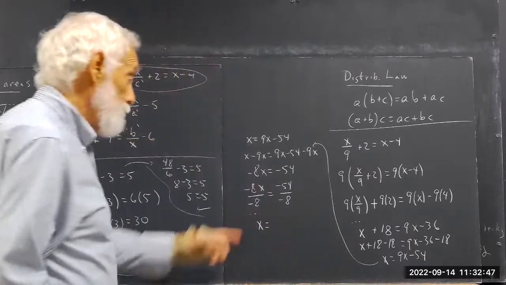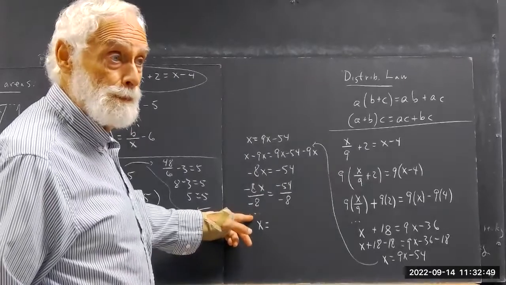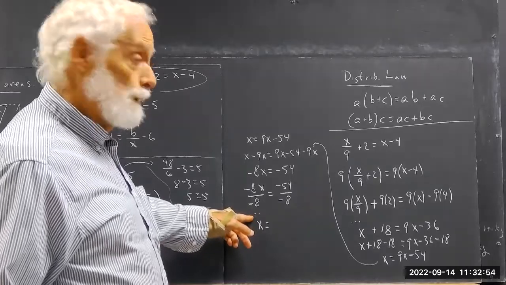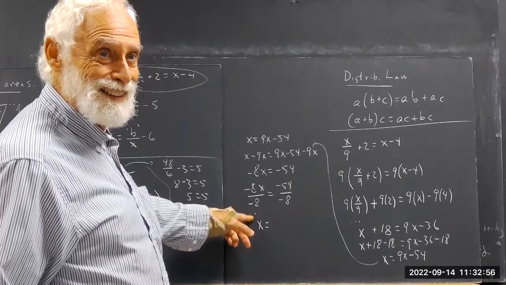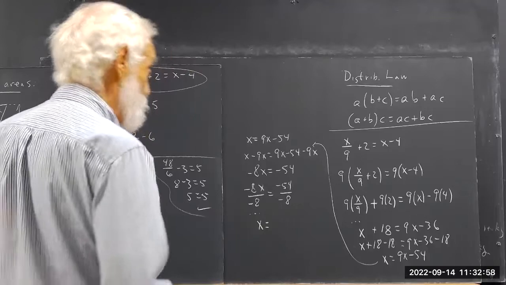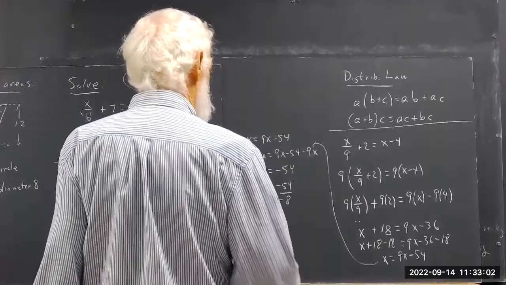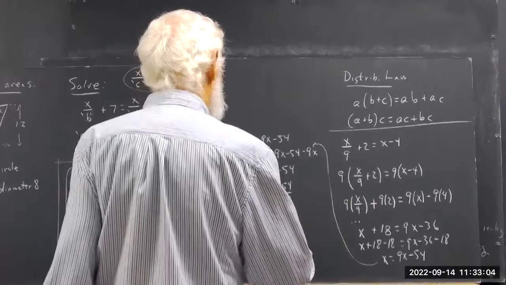And for now, I say you need to write out those steps. I want to see you write out those steps. I'll lose less sleep worrying about you if you include those steps. And then negative 54 over negative 8 becomes 27 fourths.